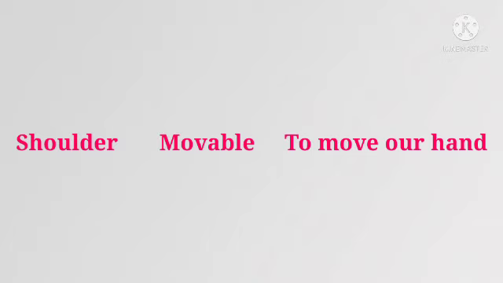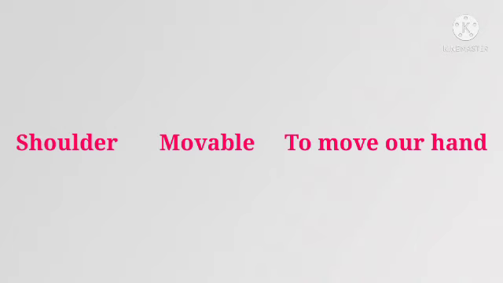Next one, it is the shoulder. Is it movable or immovable? Yes, it is a movable joint. Then how is it used? To move our hand. Or we can say to pick something, or in that way we can also write. Okay, so how is it used? To move our hand.